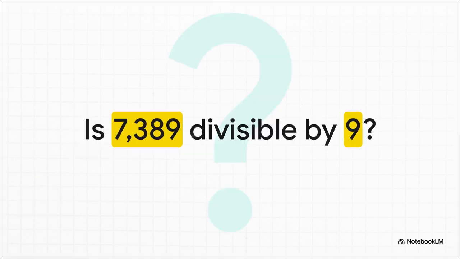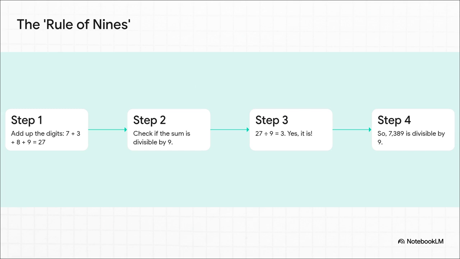What about this one, 7,389? Is that divisible by 9? Now for this one, you might just have a trick up your sleeve. And there it is, the famous rule of nines. You just add up the digits, right? So 7 plus 3 plus 8 plus 9, that gives us 27. And is 27 divisible by 9? Yep, it's 3. So that means our original number, 7,389, is also perfectly divisible by 9.